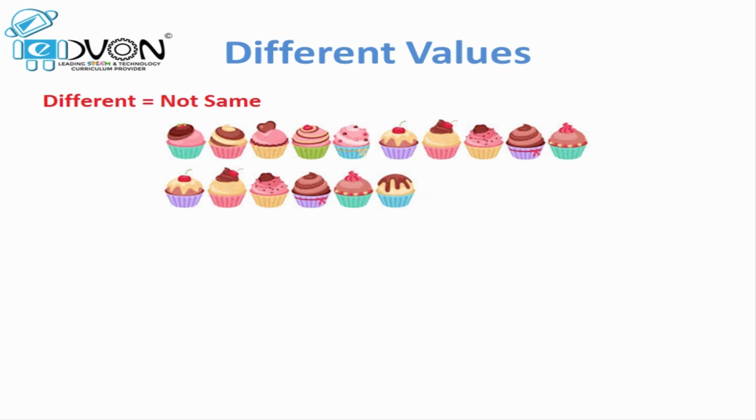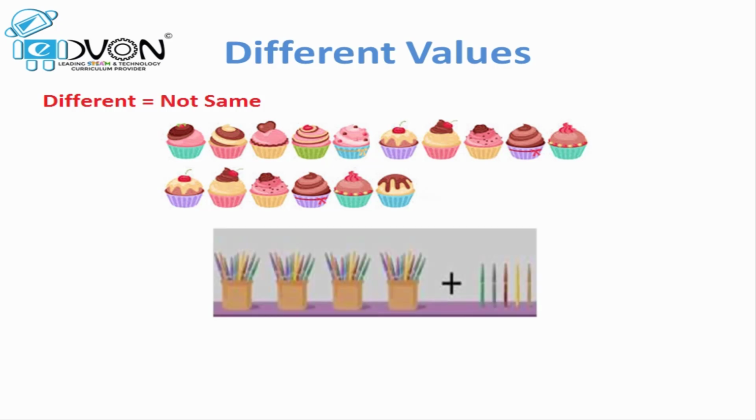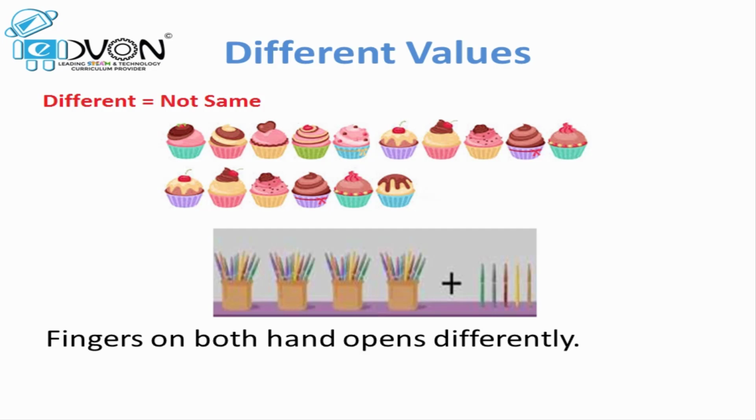Let's take another example of pens. In this picture, we have 4 groups of pens and we also have 5 single pens. Means 4 tens and 5 units. This makes its value 45. So, when we are calculating different values, we open and close fingers according to the tens and units they have.